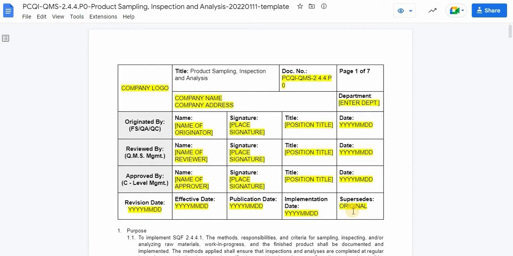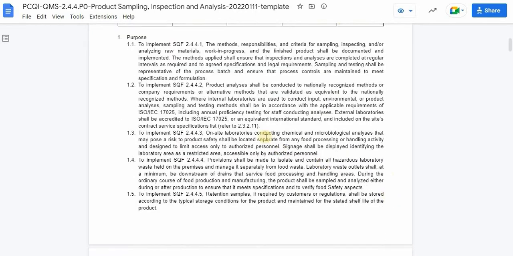For the supersedes, put original for the initial issuance of the document. For any revisions, reflect the initial revision date before the current revision. Please be reminded that this section must be properly filled out to be compliant. Now we will focus on the components of the program.